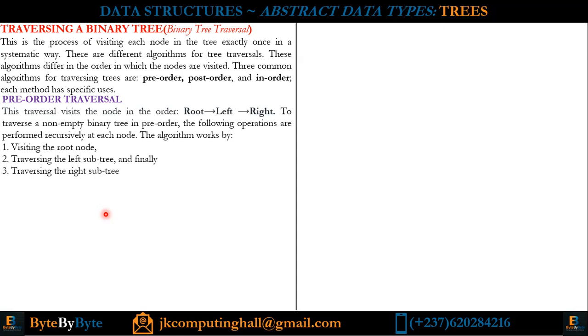Pre-order traversal. This traversal visits the nodes in the order root, left, right. To traverse a non-empty binary tree in pre-order, the following operations are performed recursively at each node. The algorithm works by visiting the root node, traversing the left subtree, and finally traversing the right subtree.